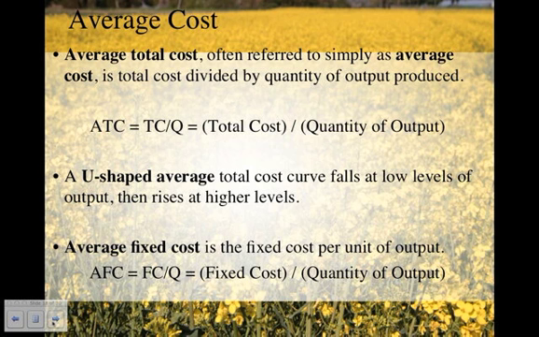It's U-shaped, so the average total cost curve falls at low levels of output, and then it starts to rise at higher levels, and looks like a U. The average fixed cost is the fixed cost per unit of output. Since it's average, it's just dividing: fixed cost divided by the output. And as your output increases, your average fixed cost will get lower and lower, since you're dividing that same fixed cost by a larger quantity.